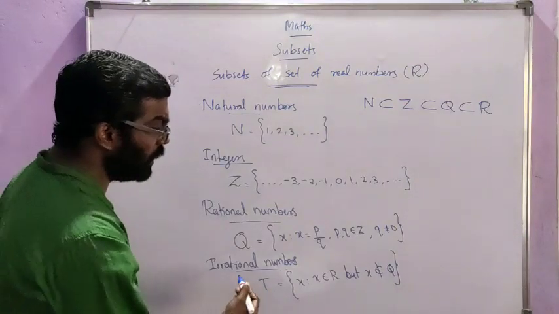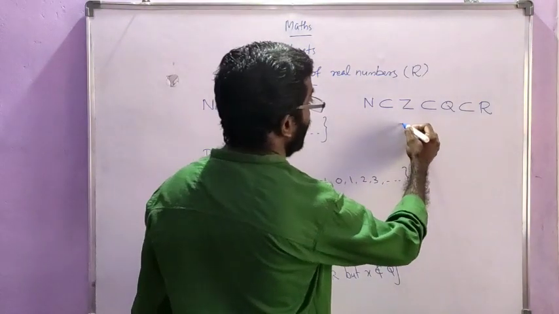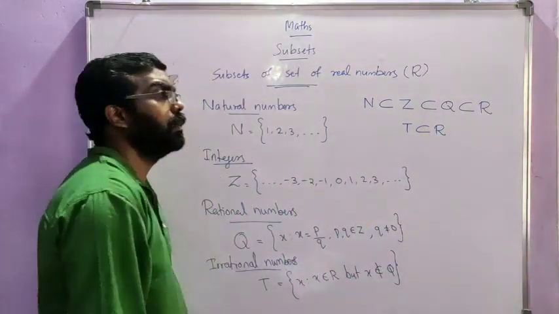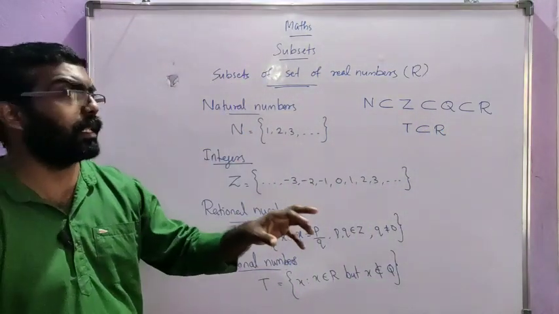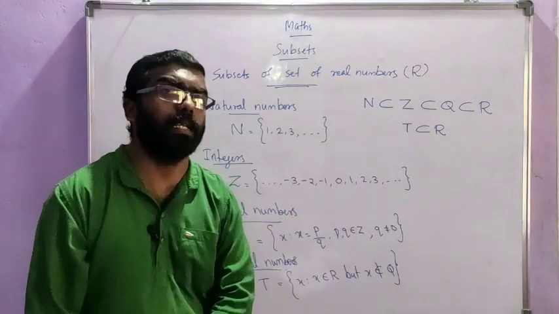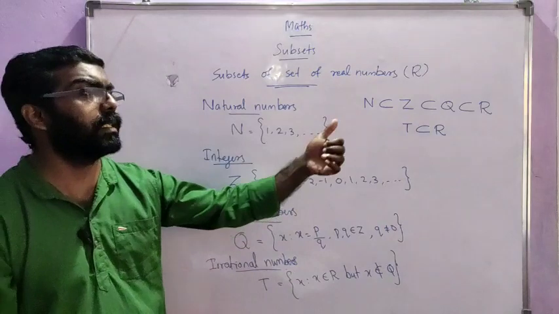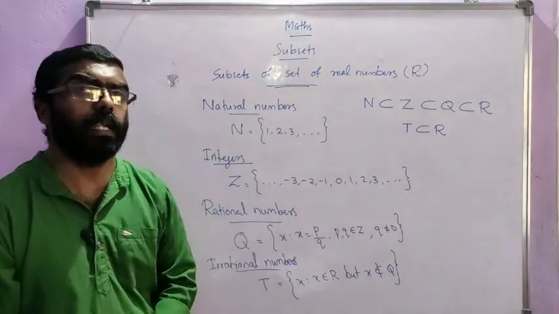And the next one is T. T is a subset of R. Q is a subset of R. Like that we can write T is a subset of R. That means the set of irrational numbers is a subset of the set of real numbers.